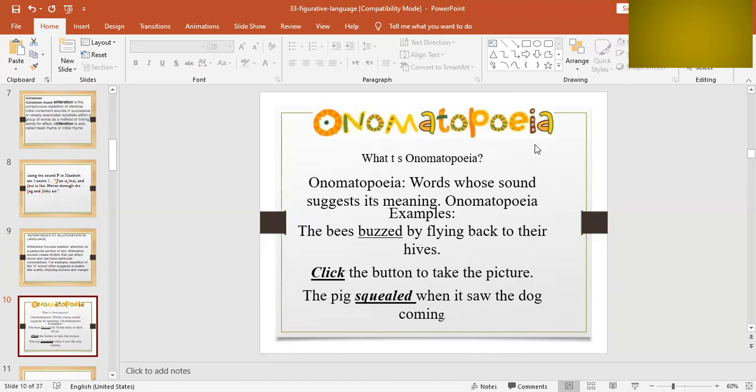Onomatopoeia, another type of figurative language. What is onomatopoeia? Onomatopoeia are words whose sound suggests their meaning. Like when you say buzz, bees, the insect, bees are buzzing. Here the word buzzing is the sound, it's similar to the sound of bees.